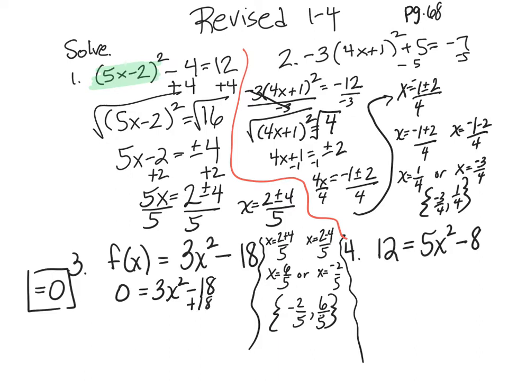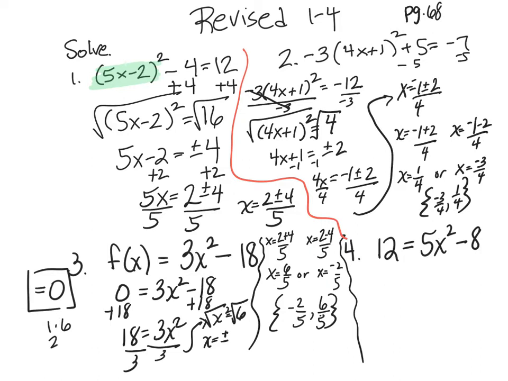I'm going to add 18 to both sides. 18 is going to equal 3x squared. I'm going to divide both sides by 3. X squared is going to equal 6. I'm going to take the square root of both sides. X is going to equal plus or minus. 6 is not a perfect square. The factors of 6 are 1 times 6 and 2 times 3. None of those are a perfect square, so I would just leave it as the square root of 6. My two answers are positive square root of 6 and negative square root of 6.